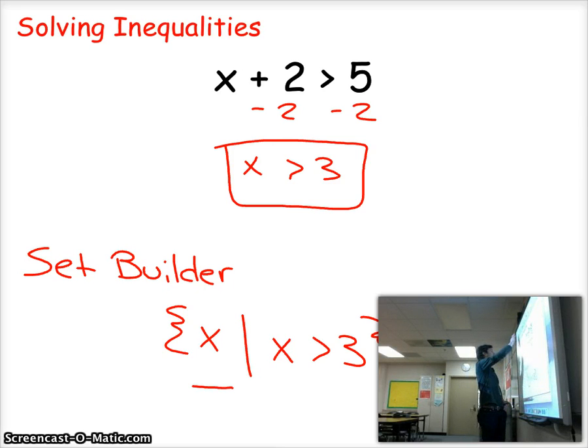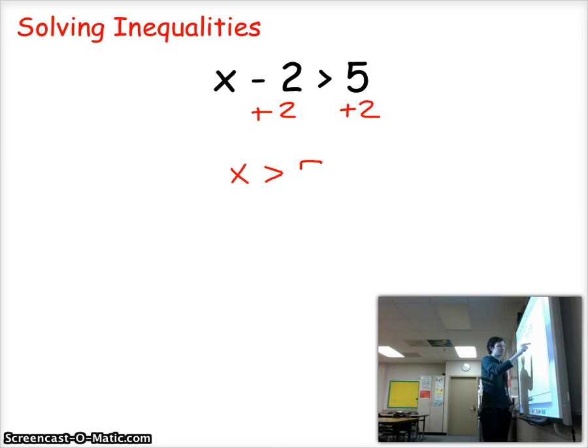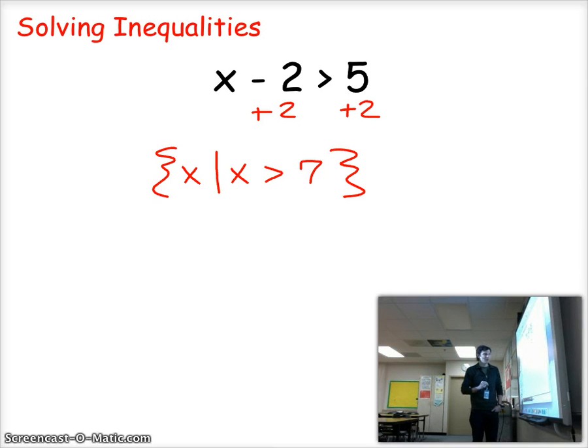Let's try one more. x minus 2 is greater than 5. Again, to undo subtraction, we're going to add 2 to both sides. We're left with x is greater than 7. To make that into set builder notation, add our line in front. Our variable is x, and get our curly brackets. We would read this as for all x such that x is greater than 7.